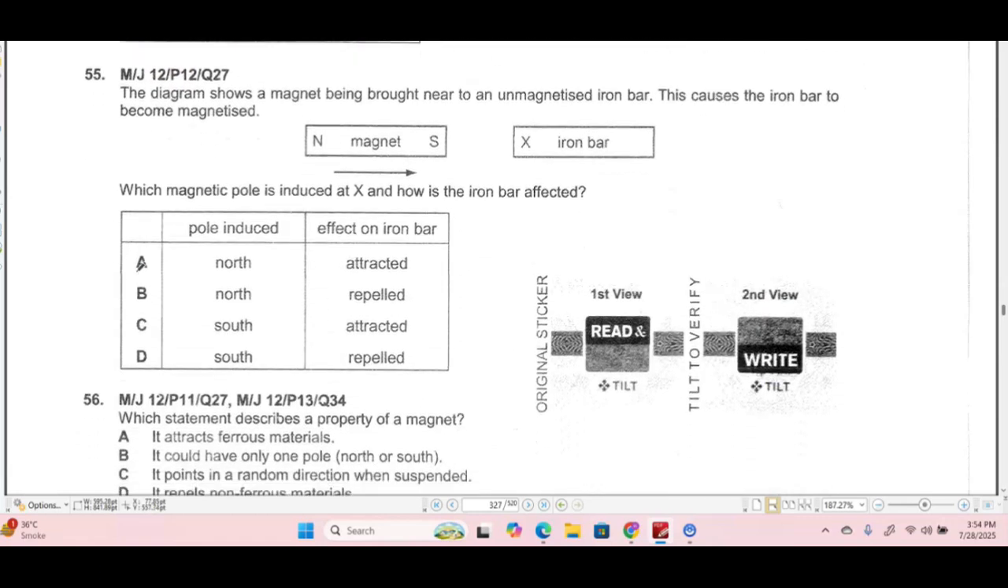Question number 55. The diagram shows a magnet being brought near to an unmagnetized iron bar. This causes the iron bar to become magnetized. Which magnetic pole is induced at X, and how is the iron bar affected? If over here this is south, so here it's going to be north. The pole induced is going to be north and the effect on the bar is attraction. A is the correct option.